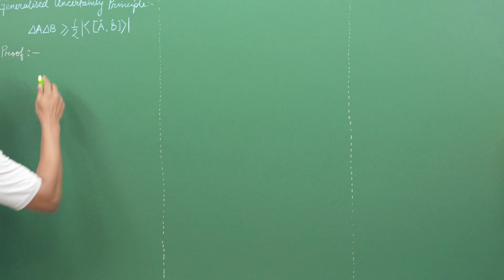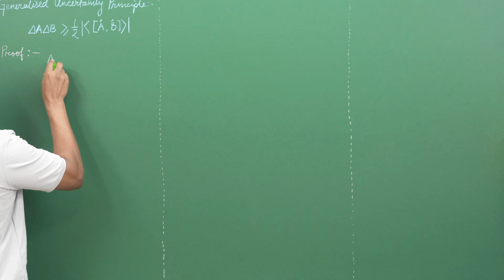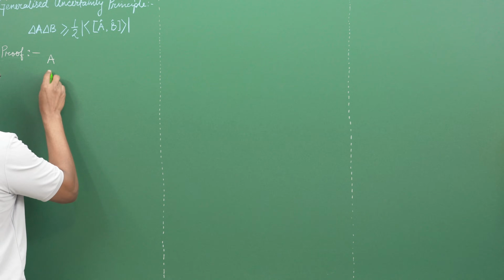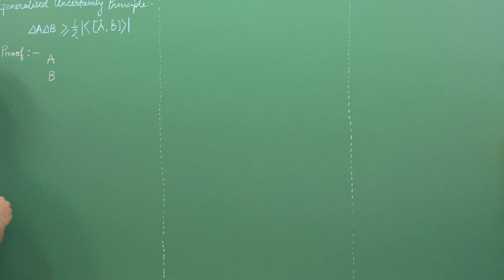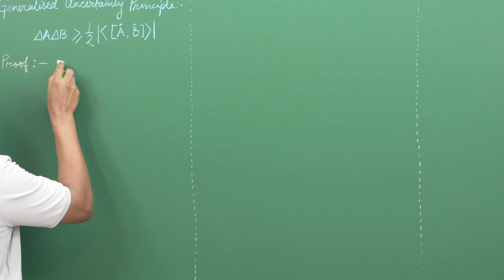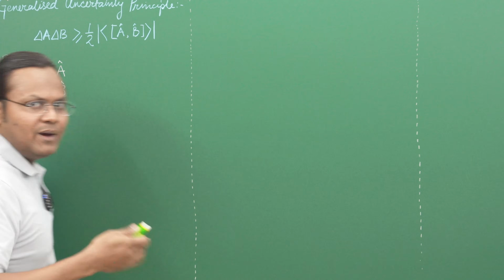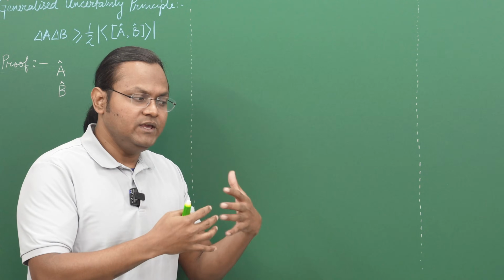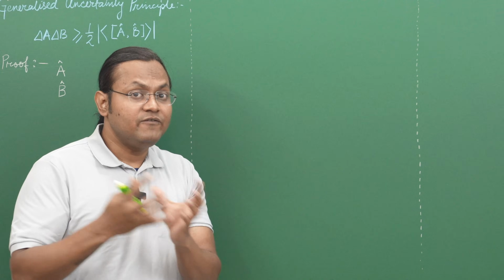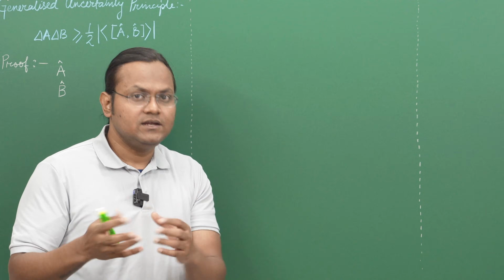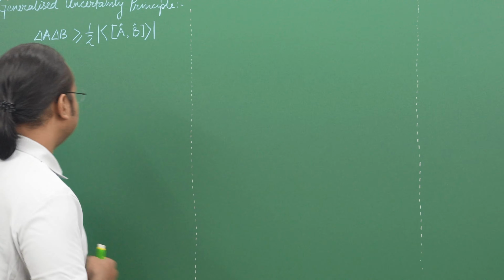So here we have two physical quantities. Let's suppose I have a physical quantity A and I have a physical quantity B, and their operators are given by A hat and B hat. These are the mathematical operators which, when we act on a given wave function or a wave function state, give us some information about the physical quantity.